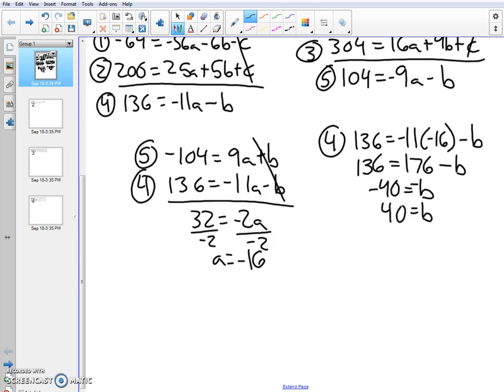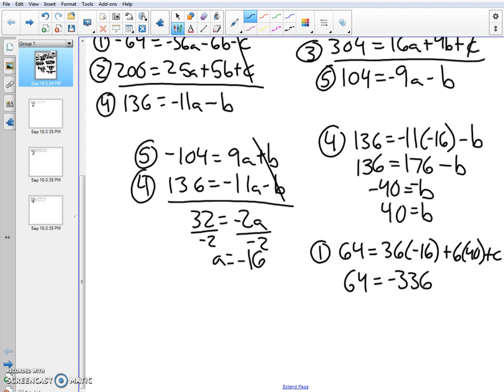Now to find c, I have to go back to one of my original equations, so either 1, 2, or 3, because I need an equation that connects all three of my variables. So I'll pick 1 here. So I have 64 equals 36 times negative 16, plus 6 times I know b is 40, plus c. So I have 64 equals negative 336 when we simplify this, plus c. So c is 400.